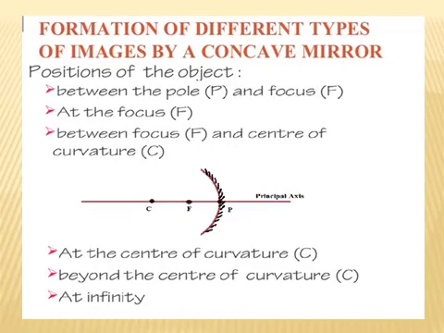Now here you find C, and when you keep the object at the beginning of the principal axis, that position is at infinity or beyond C. Then when you keep the object exactly at C, that will be at C. When you keep it between C and F, that will be between C and F, and at F, and between F and P. So these are the different positions for which we are going to draw one by one.